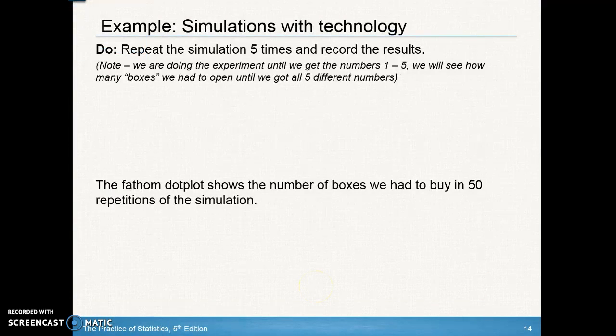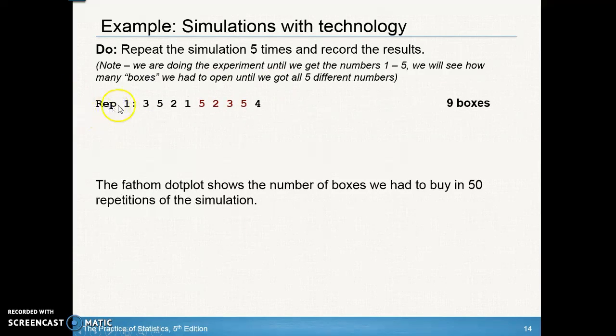So how do we do this? In this case, we're going to repeat the simulation 5 times and record the results. Now, since we're doing this experiment until we get the numbers 1 through 5, we're going to see how many boxes we had to open until we get all 5 different numbers. So you would do this on your graphing calculator, and obviously, since everybody's a little bit different, everybody might get a little bit of a different answer.